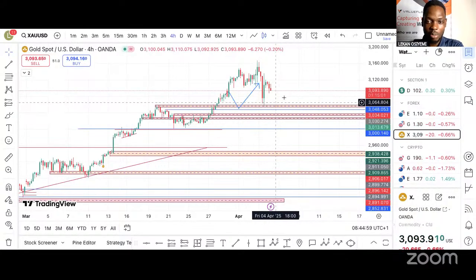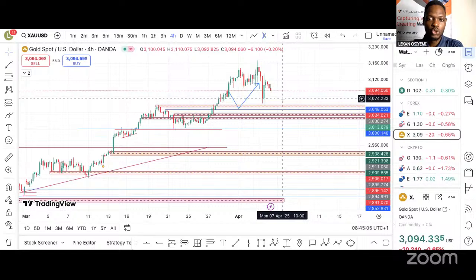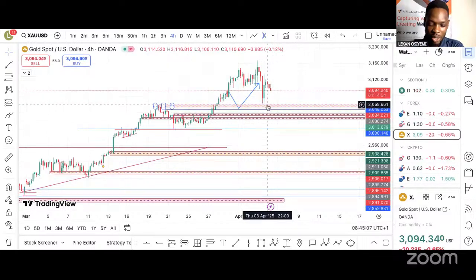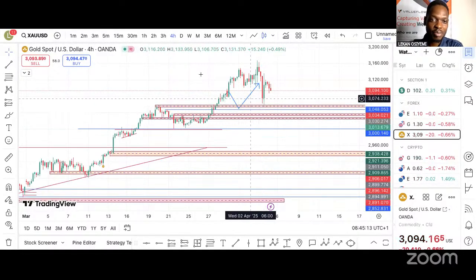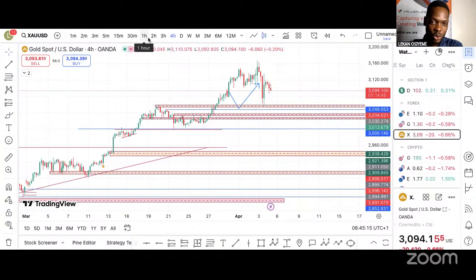And remember, all we've been saying is that we are looking for opportunity to long the precious metal. Right now is not the time you want to short the precious metal. So all you should be looking out for is the long of the precious metal. All right, so let's quickly look at the 4-hour time frame.